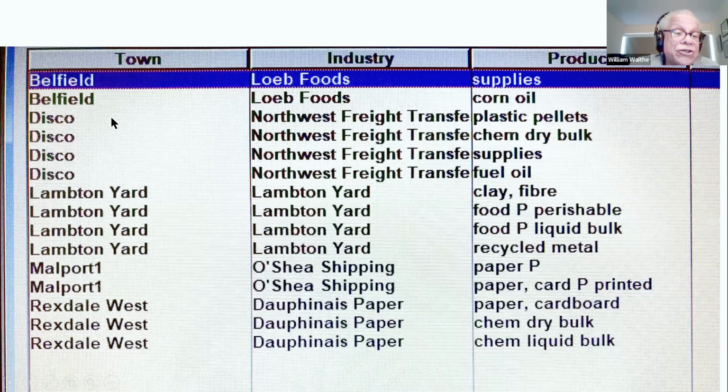And for each industry, you have the consignment. For example, the laminate yard is needed to accept the clay and fiber, which is a byproduct of the paper manufacturing plant from the recycled paper. The laminate yard is receiving perishable food, which is, of course, in a reefer, coming from the meatpacking plant or the food processing plant.